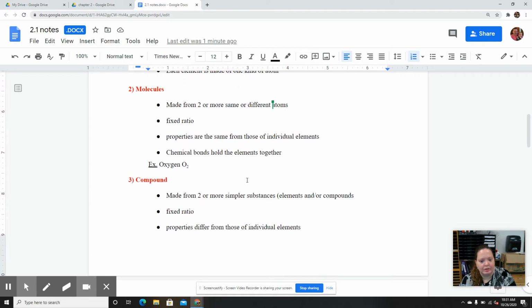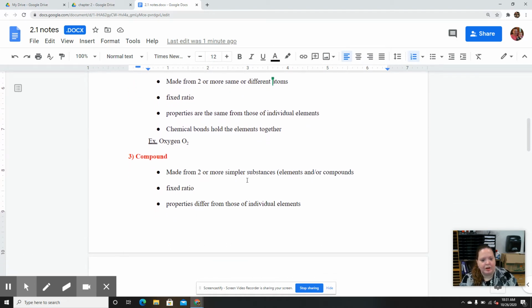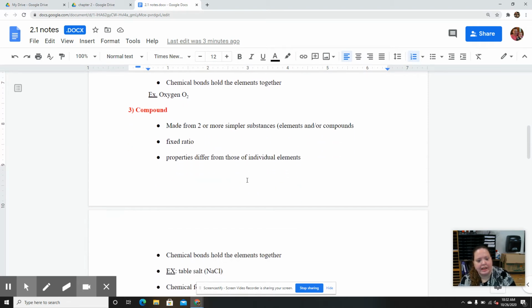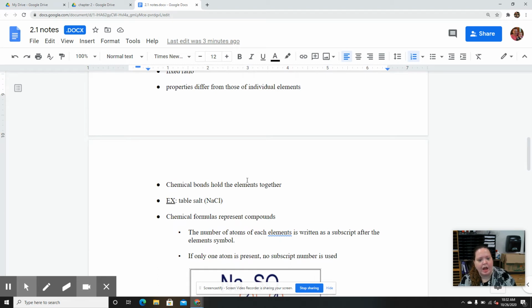Compound. Two or more simpler substances, elements or compounds, bond together. Again, it's a fixed ratio. Properties are different from their individual elements. Again, chemical bonds hold them together. Example, table salt, NaCl. Sodium chloride has completely different properties than pure sodium or pure chlorine. So the compound's properties are different than the individual elements.